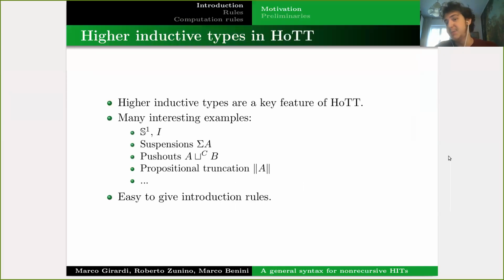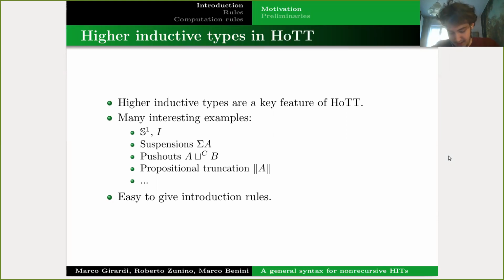Higher inductive types in homotopy type theory are without doubt a very important feature. Indeed, there are many interesting examples of higher inductive types which are everywhere throughout the literature. We have geometric higher inductive types, so to say, like the circle as one, the interval, suspensions, and what else. We have higher inductive types that mimic categoric constructions, like the push-outs, for example. And we have other more particular higher inductive types, like propositional truncation, which is an example of recursive higher inductive type.